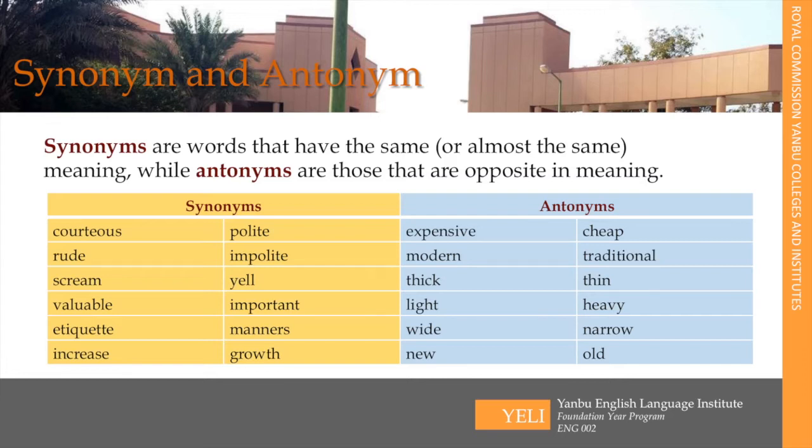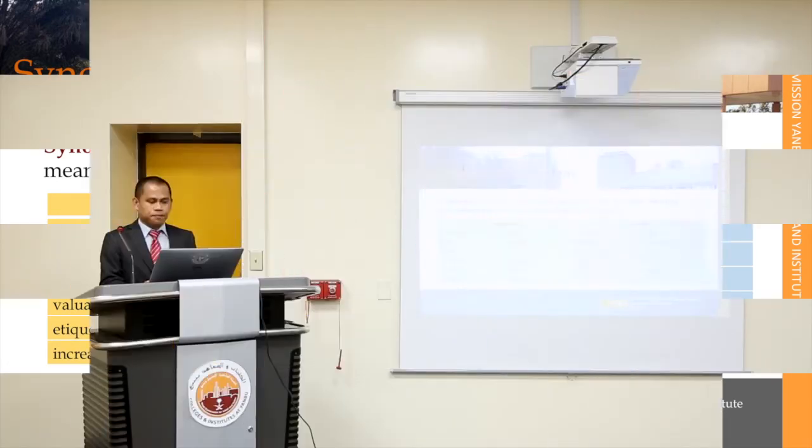On the other hand, we have antonyms here. Antonyms are opposite in meaning. So for example, expensive is the opposite of cheap. Modern is the opposite of traditional, and thick is the opposite of thin. And we have many other words that are opposite in meaning.